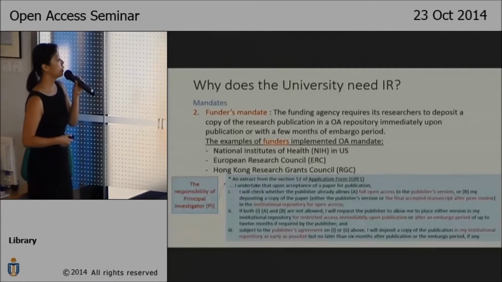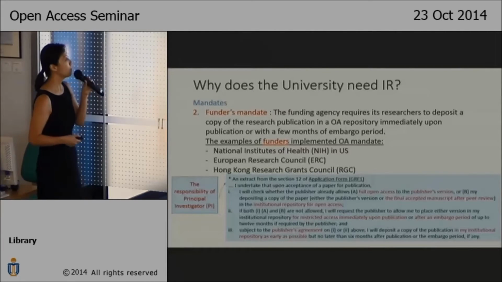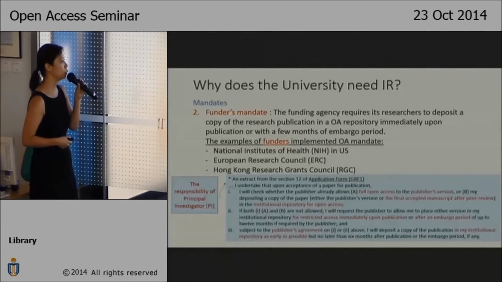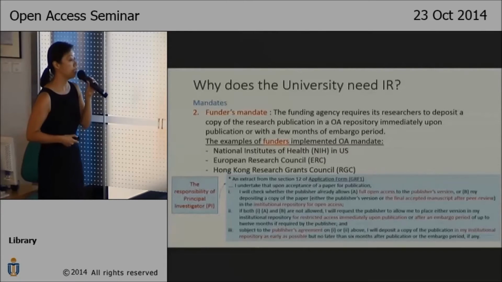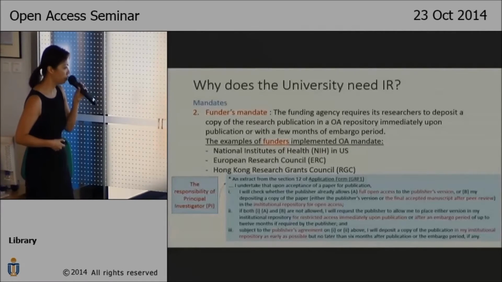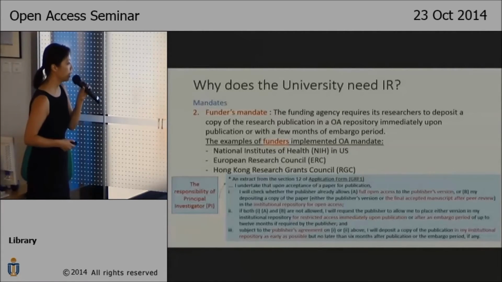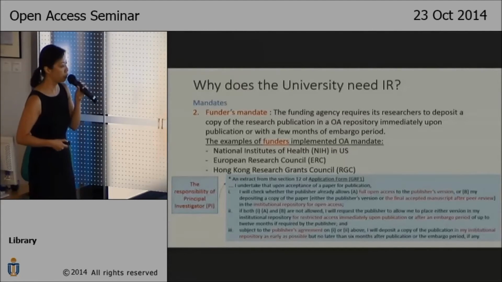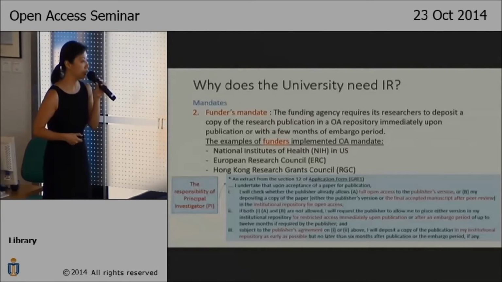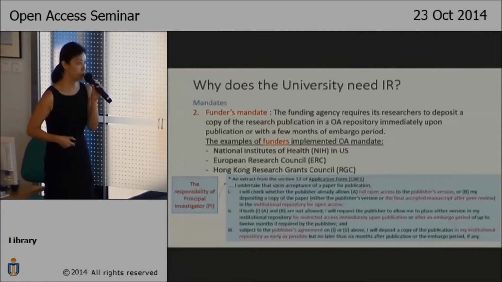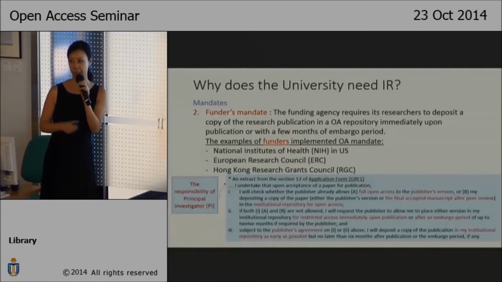And the second point is that if both A and B are not allowed, the PI will request publishers to allow placing either version in the institutional repository for restricted access immediately upon publication, or after an embargo period of up to 12 months if required. And the third point: subject to the publisher's agreement on one or two above, the PI will deposit a copy of the publication in the research repository as early as possible, or no later than 6 months after publication, or the embargo period, if any.